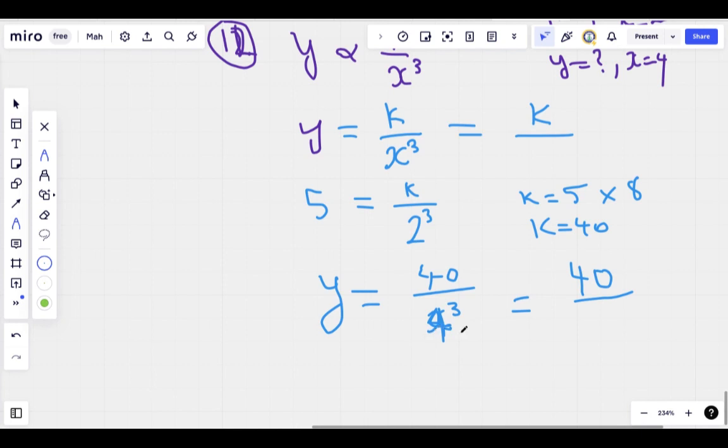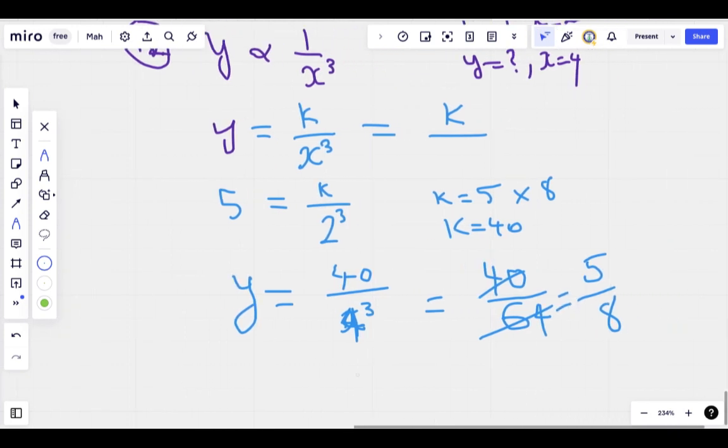So 40 over 64 simplifies to 5 over 8. We can leave it as 5 over 8, because 8 goes into 40 five times and 8 goes into 64 eight times. You can leave it as 5 over 8 as your y, or you put it in decimal. Whichever one is fine.